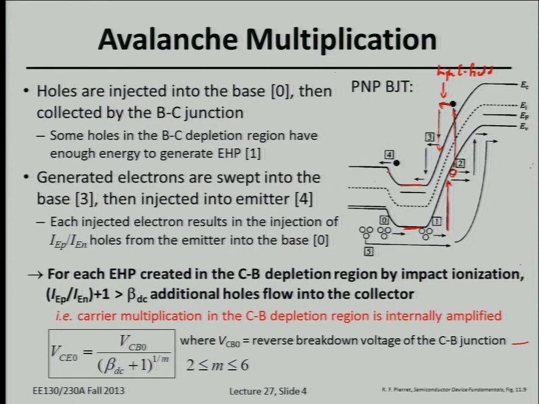Okay. Now when the electron diffuses into the emitter, remember there's a rule of the junction: for every electron that diffuses from the base into the emitter, there are going to be many more holes that diffuse from the emitter into the base.